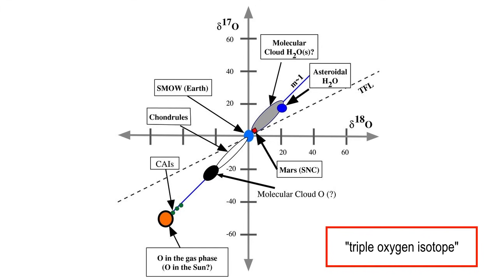That's like putting 2005.20 divided by 2005.20 minus 1, and that's equal to 0. And the same thing for delta 17. So if you see something that's close to 0, you know it's very close to standard mean ocean water of Earth.